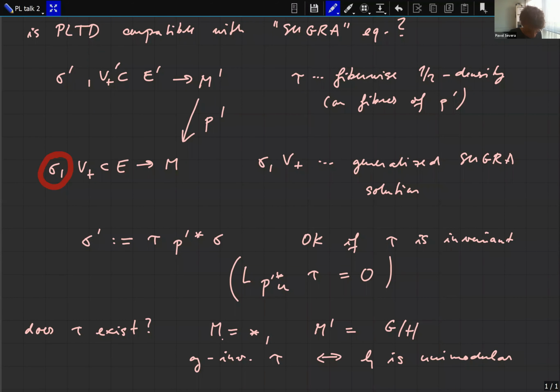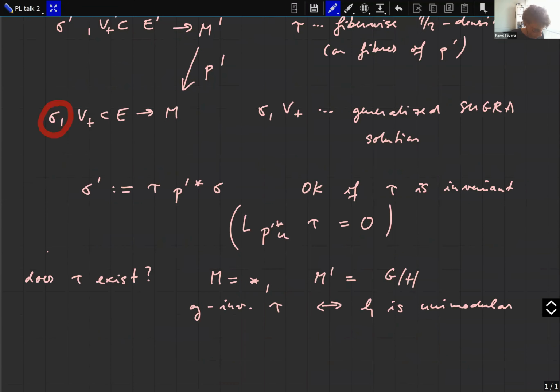And for more general M, there is a similar story saying that if you interpret this pullback in terms of some Dirac structure, for people who know what those things are, then the statement would be that tau exists if and only if that Dirac structure is unimodular. So there is a little bit of trouble here. It's not true that Poisson T-duality is always compatible. So there is some trouble with the dilaton.